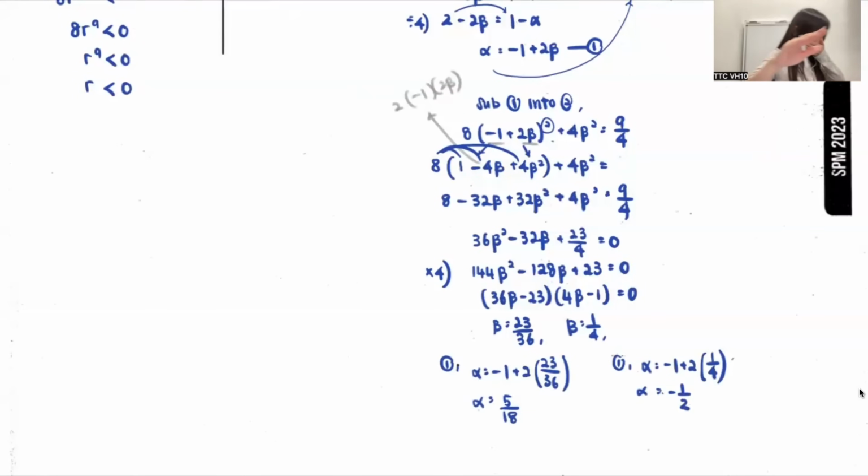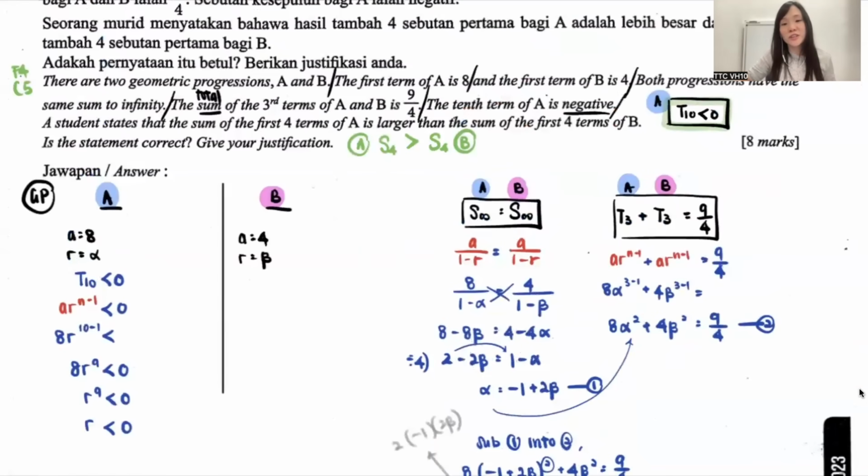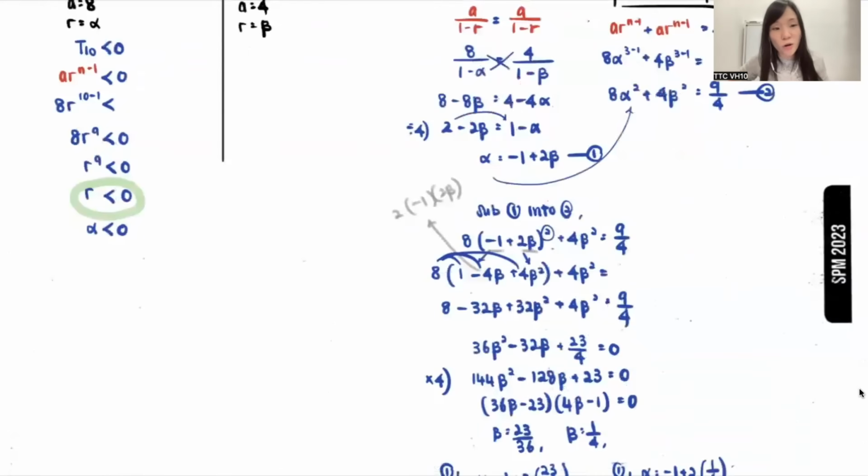Guys, sorry, I get too excited because I already know which one is the answer. Guys, you know which one is the answer? Because just now the question tells you T10 must be negative. So the moment I know set A's T10 must be negative, from there I know my common ratio for A must be negative. And the common ratio for A, we call it alpha already. That means alpha must be negative.